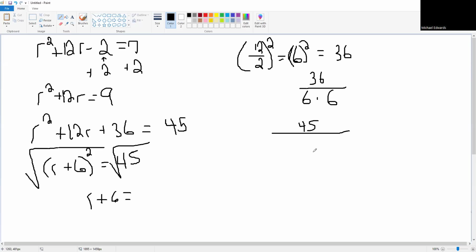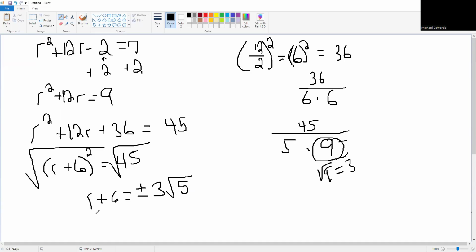45 can be rewritten into factors. So we have 5 and 9. 5 times 9 is 45. Well, 9 can be rewritten. It's a square root that gives you a perfect number. So let's do that. The square root of 9 is 3, and that's what we're going to pull out. So we have plus or minus 3 square root of 5.